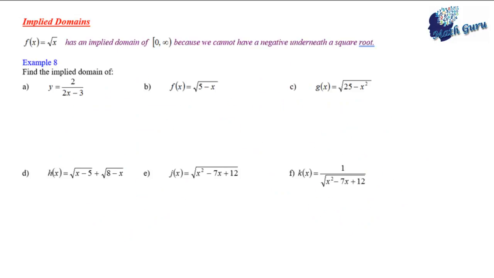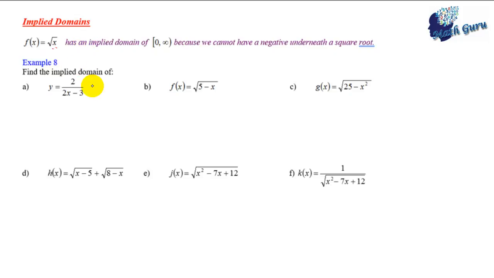Implied domains. Now, I really like implied domains because you have to work out what x values are possible. So if we look at root x, we can't square root negative numbers, however we can square root 0 or anything positive. So the implied domain of this function is x is greater than or equal to 0, because you can't have a negative under the square root.